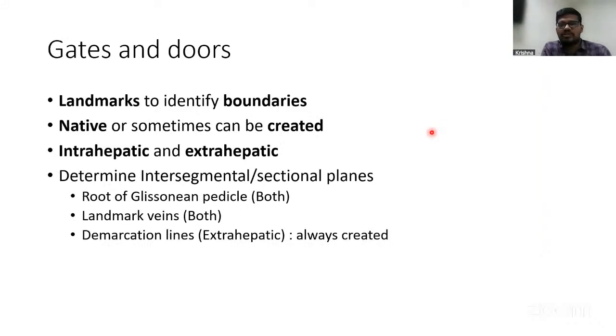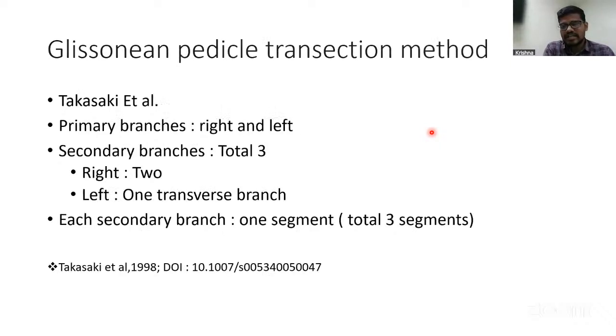So coming to the gates and doors. We all know that the interior of the liver is so complex. We need to have some gates and doors to enter into the liver and properly do our liver resection and come back. So what are these gates? These gates and doors are landmarks to identify boundaries. They may be native and sometimes we may be creating them. They may be intrahepatic and extrahepatic. These actually determine the intersegmental or sectional planes. So those are roots of the Glisonian pedicle, landmark veins, which can be both intrahepatic and extrahepatic, and the demarcation lines. The demarcation lines are usually extrahepatic and mostly they are created.